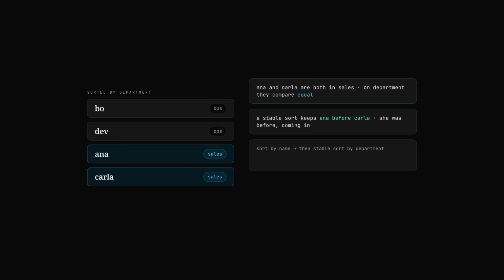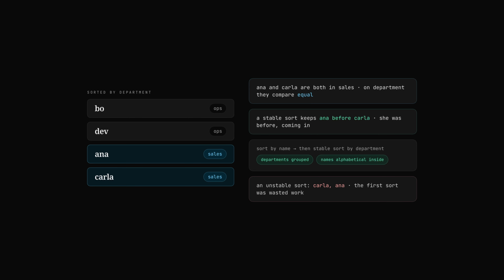So watch what composes. Sort by name, then stable sort by department. You get departments grouped and names alphabetical inside each one. Two sorts stack into exactly what a human wants. An unstable sort scrambles the names inside each group, and the first sort was wasted work.